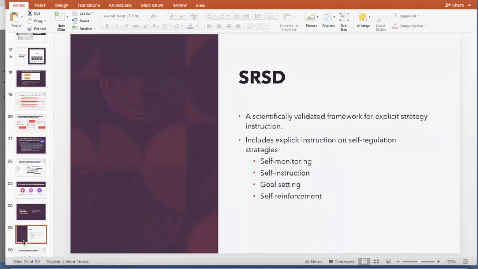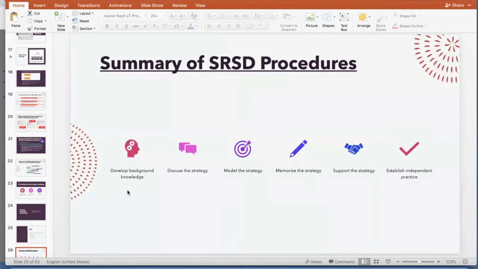Self-regulated strategy development is a research-tested, validated framework for providing explicit strategy instruction. It includes a really strong emphasis on self-regulation strategies: self-monitoring, self-instruction, goal setting, reinforcement. And it follows this set of steps with students.